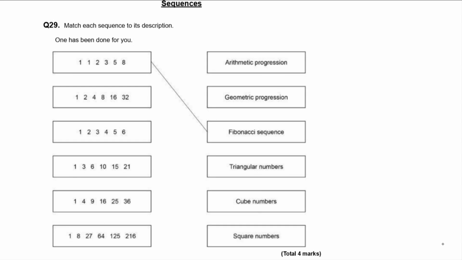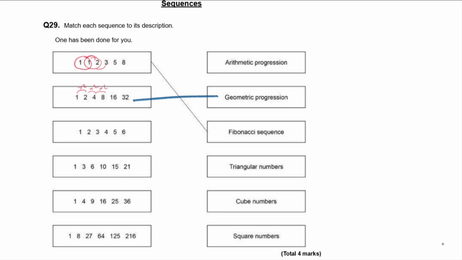So match each sequence to its description. One has been done for you. So we've got 1, 1, 2, 3, 5, 8. That's the Fibonacci sequence, isn't it? Where each term is the sum of the last 2. So there we go. Next one, I've got 1, 2, 4, 8, 16, 32. Now that's like a power sequence, isn't it? It's like powers of 2. So I think this one is going to have a common ratio. It's times 2 each time, isn't it? So times 2, times 2, times 2, which makes it a geometric progression because that's the one that has a common ratio.